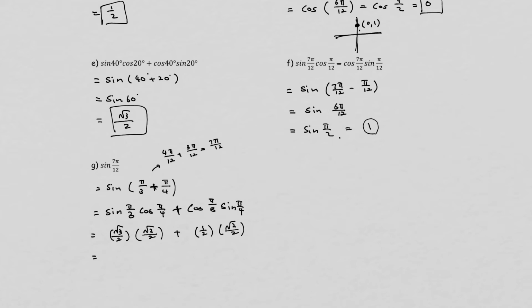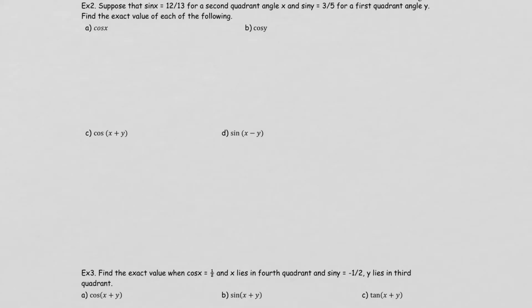When you multiply, square root of 6 over 4 plus square root of 2 over 4, same denominator, and combine the numerator. That's the value you will get for sine 7 pi over 12. Okay, let's look at example 2. Example 2 says sine x gives you this value in a second quadrant. So being in a second quadrant is important because that's going to decide the signs. And for angle y, you have sine value as 3 over 5 and it's located in a first quadrant.